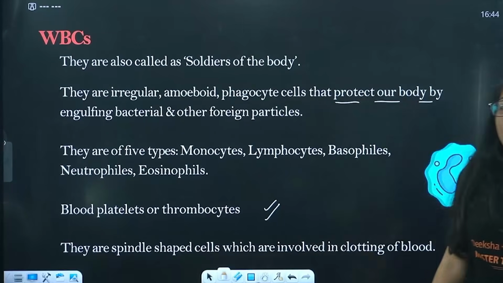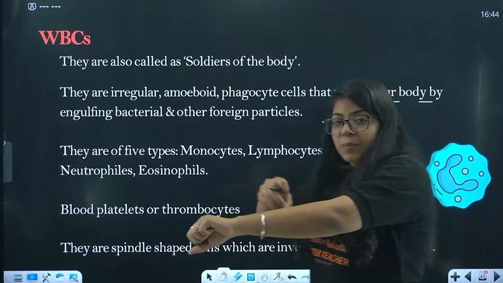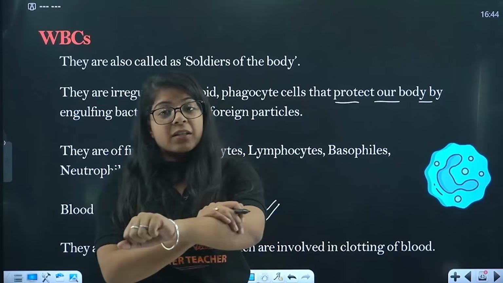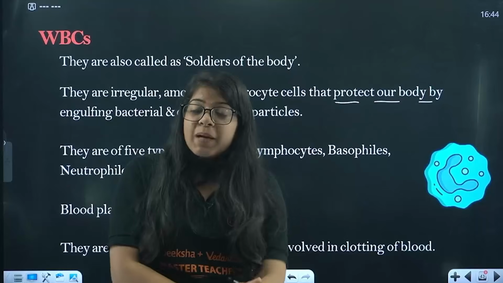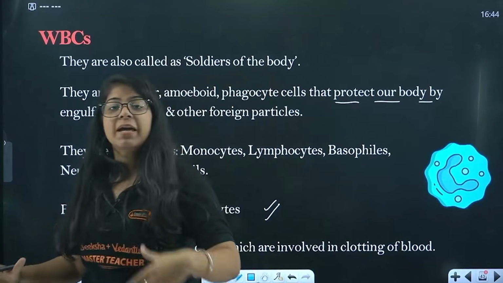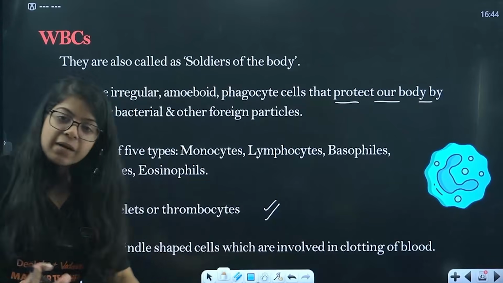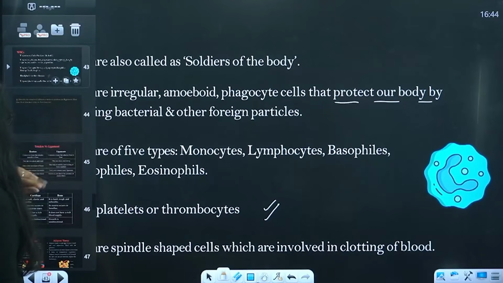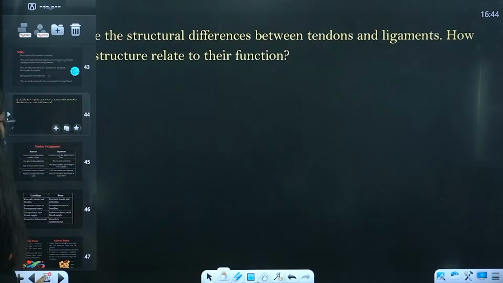They are involved in clotting. The clotting of blood happens, so they are healing the wound by clotting the blood so that the loss of blood can stop. So all this is done by your platelets. Done? Understood? Okay, beta. Next, moving on to a very important topic.